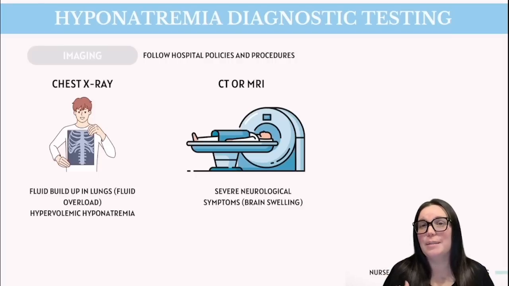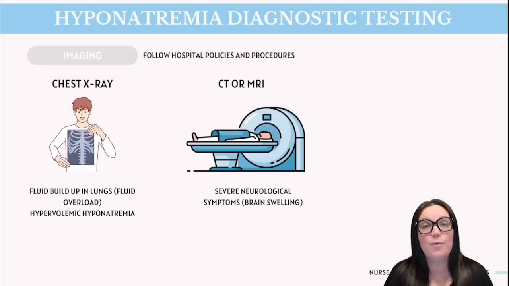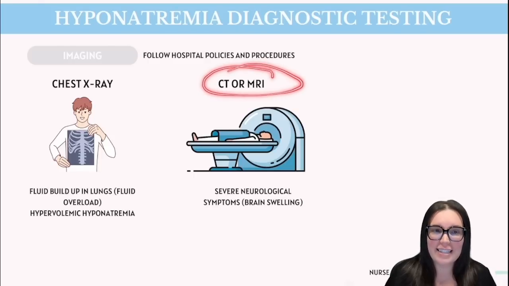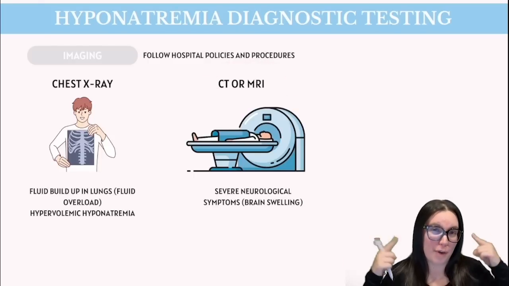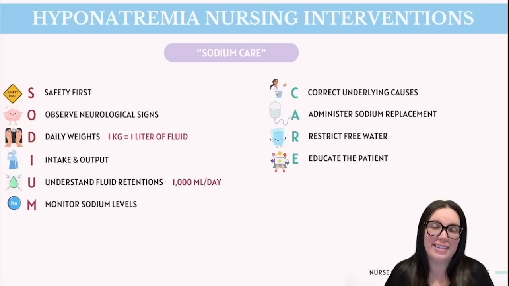Sometimes we're going to need some additional imaging to confirm what's going on. So in certain cases, you may see a chest x-ray ordered if we suspect that there's fluid buildup in the lungs, especially if there's fluid overload due to hypervolemic hyponatremia. And of course, if the patient's experiencing severe neurological symptoms like seizure and coma, we're most likely going to be looking at a CT or an MRI to check for brain swelling. So what interventions are we going to be looking at when it comes to caring for these types of patients?